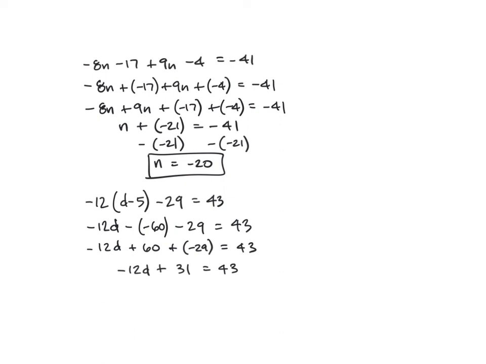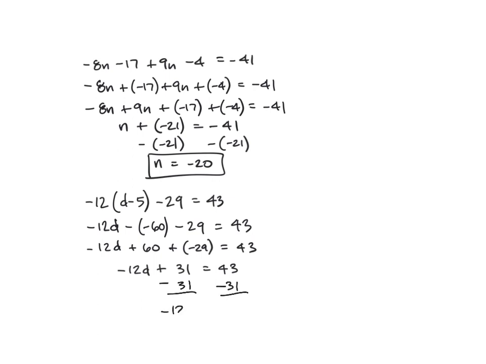So we're going to undo everything that's happening to d in the reverse order of PEMDAS. This is a two-step problem here. And I've got to start by undoing, like I said, everything in the reverse order of PEMDAS. So I'm going to start by undoing addition, subtraction. So I'll subtract 31 from both sides.